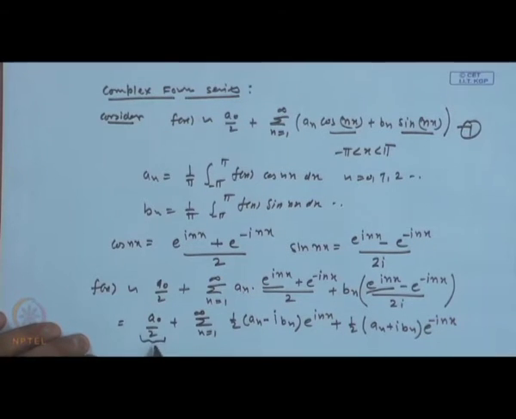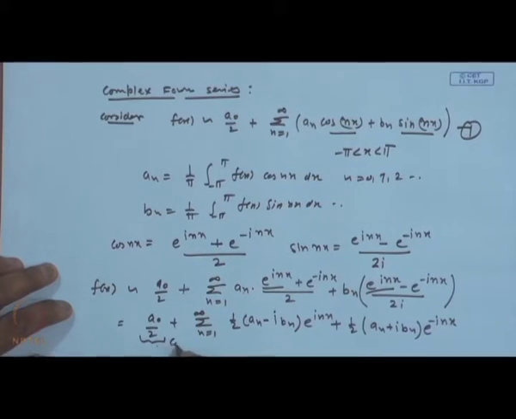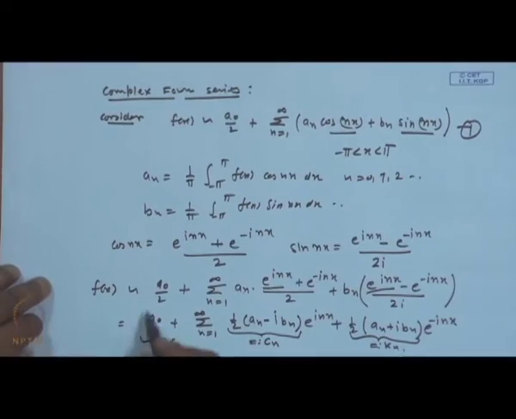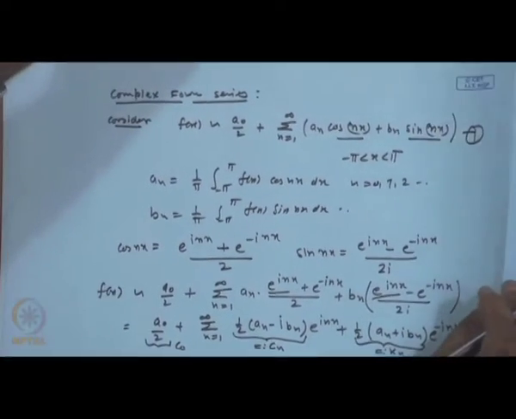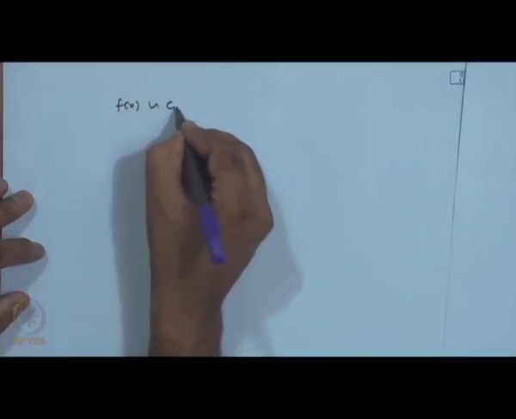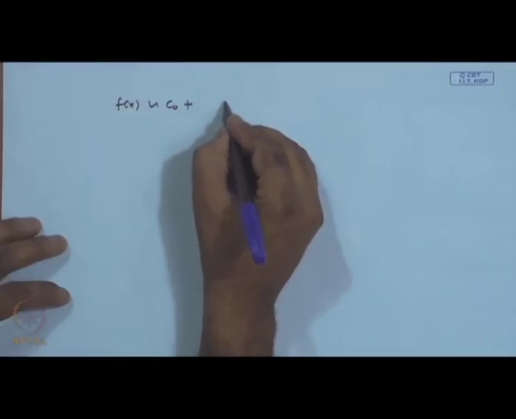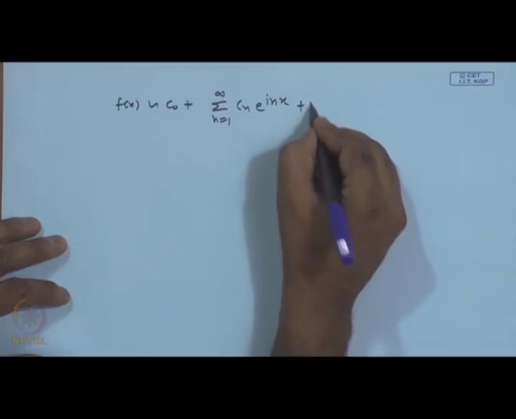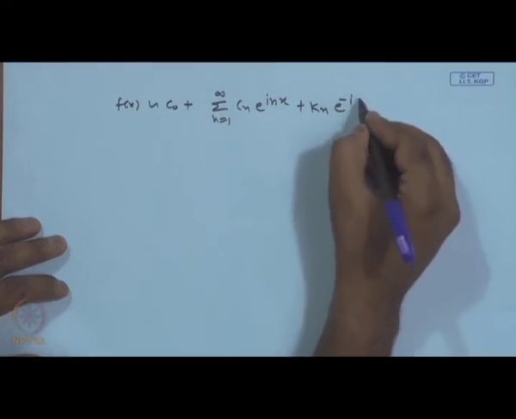So, we denote this by C naught, and this we denote by C n, a new constant. For this we denote it K n. Because for n equal to 0, we will see in a minute that we will get a naught by 2, that is what here we name C 0. So, with this notation what we have is f x equals C naught plus sum n 1 to infinity of C n e to the i n x plus K n e to the minus i n x.